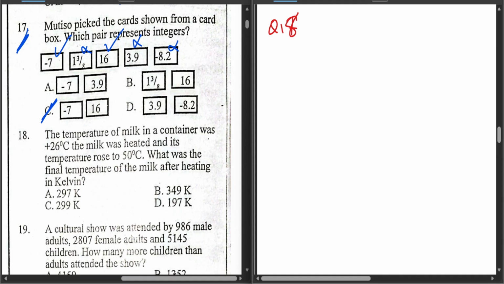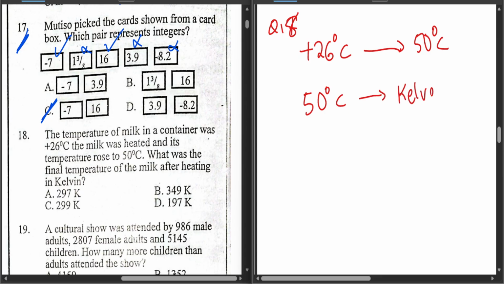The temperature of milk in a container was plus 26 degrees Celsius, and then the milk was heated and the temperature rose to 50 degrees Celsius. What was the final temperature of the milk after heating in Kelvin? So it was heated and its temperature rose to 50 degrees. So it's just changing 50 degrees Celsius into Kelvin, right? Now this is very easy.